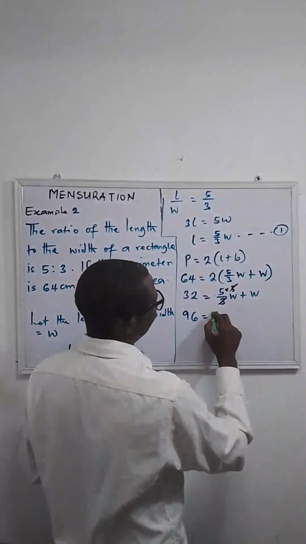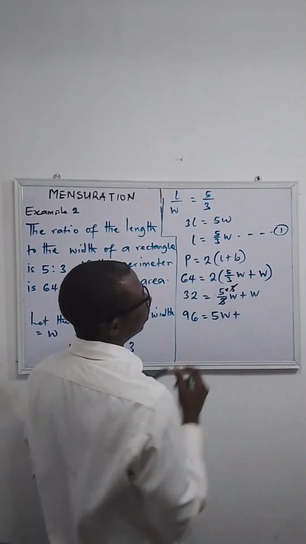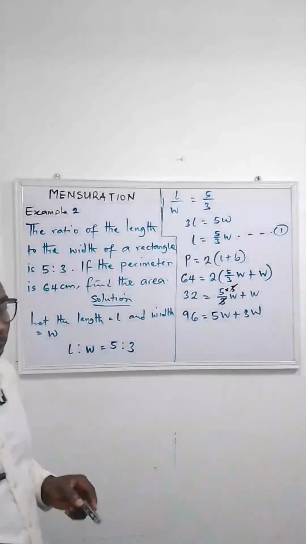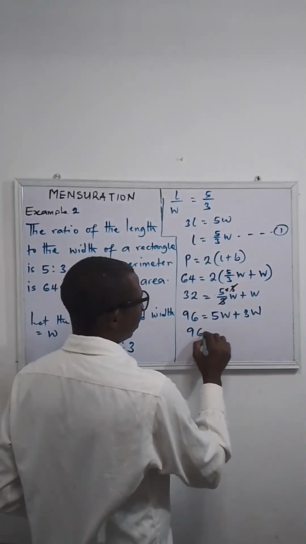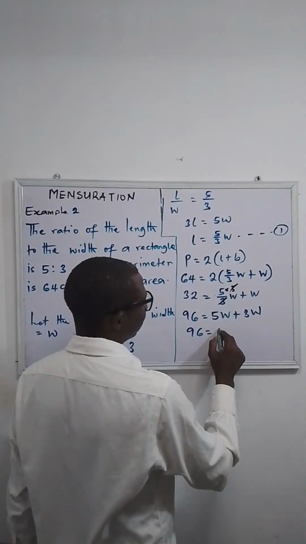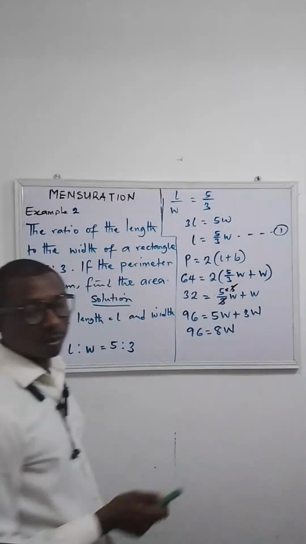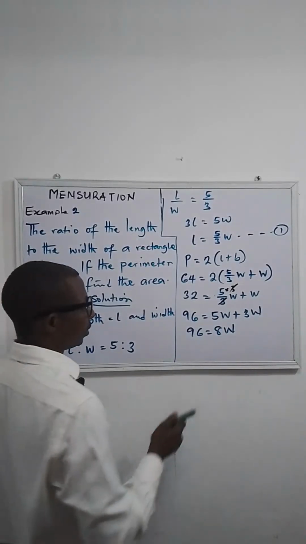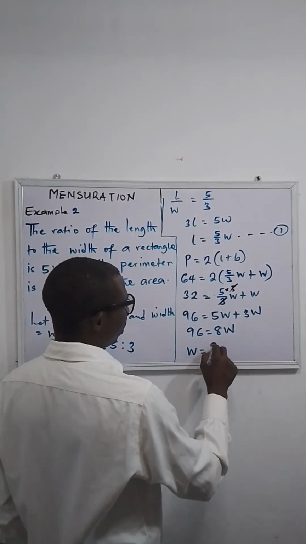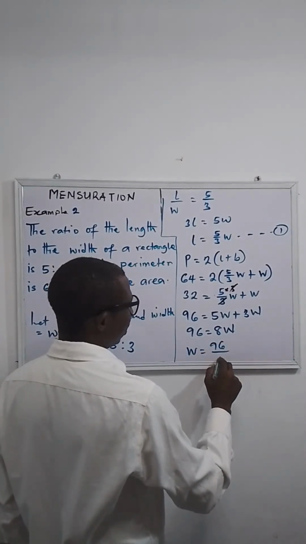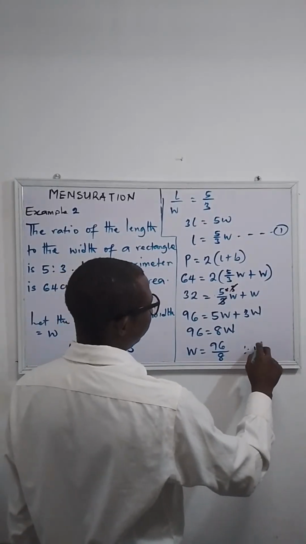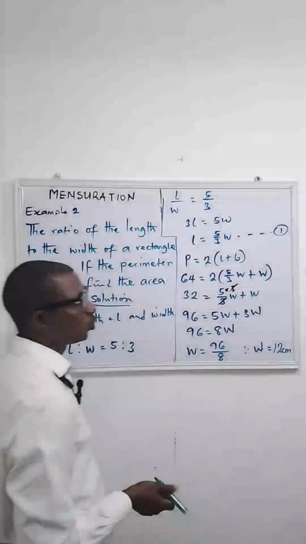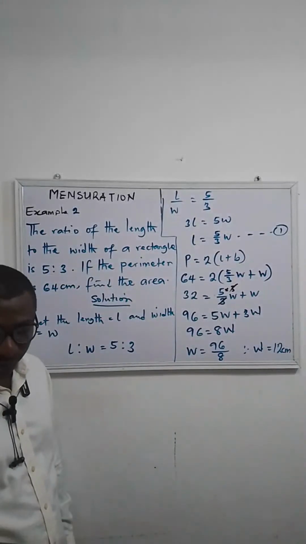So you have 5W plus, you multiply this by 3, you have 3W. Okay, so that means we have 96 equals to 8W. So here you can divide both sides by 8. So we have W equals to 96 over 8. So therefore, W is going to be 12 centimeter. That is, the width is 12 centimeter.